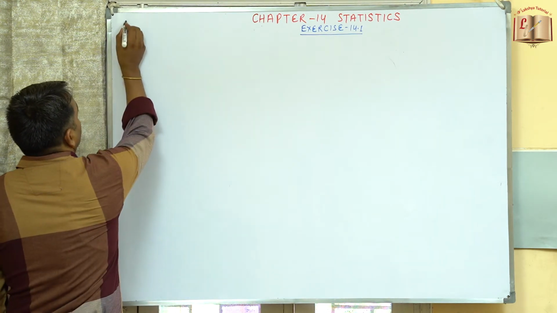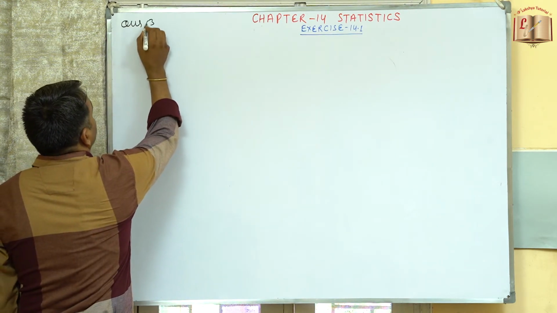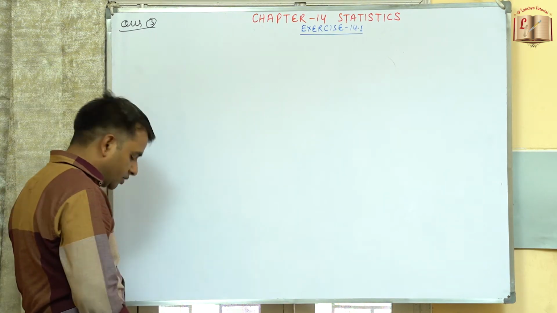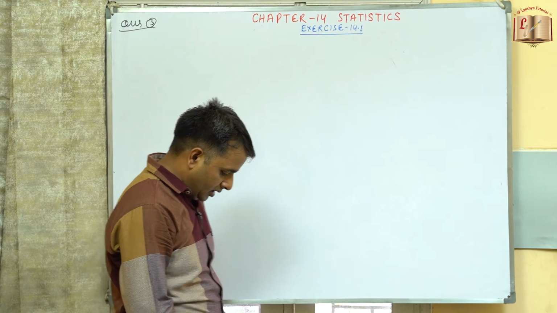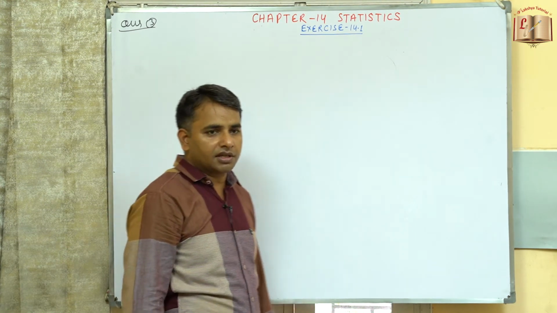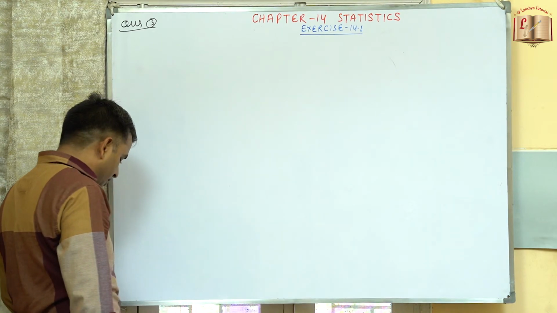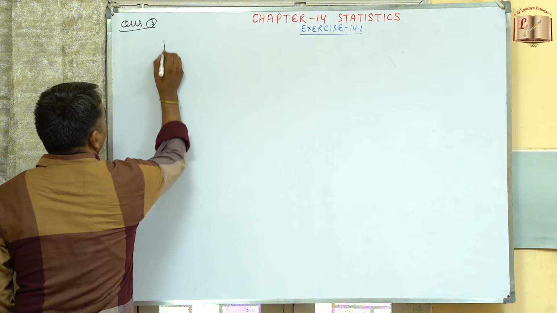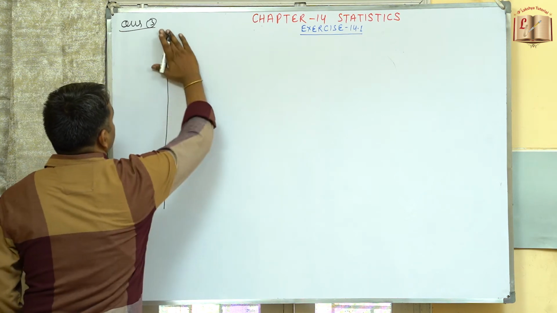So coming to question number 3. The following distribution shows the pocket allowance of the children of the locality. The mean pocket allowance is 18 given to us. We need to find out the missing frequency f. So we'll make this table first.